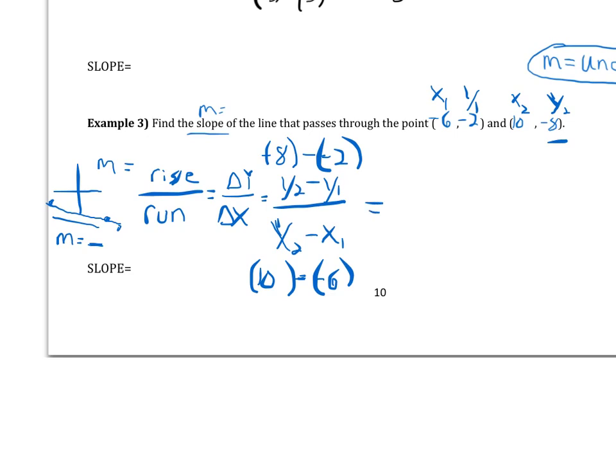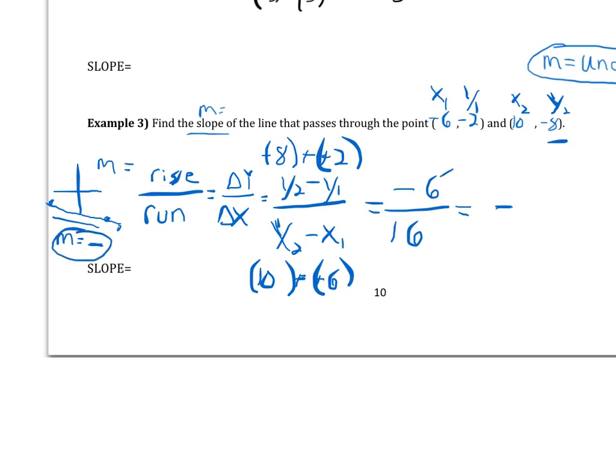Okay, when I simplify these, -8 minus -2 turns into a plus, so I would have -6 over 10 minus -6 turns into a +16. Okay, and then a negative divided by positive I know is a negative. Okay, does that match what I found over here for what it should be? And the answer is yes, it absolutely does.